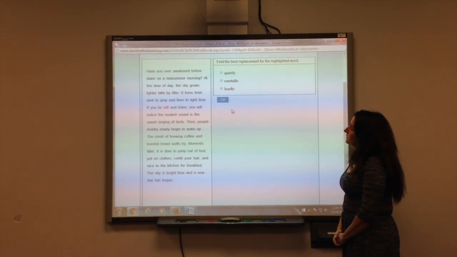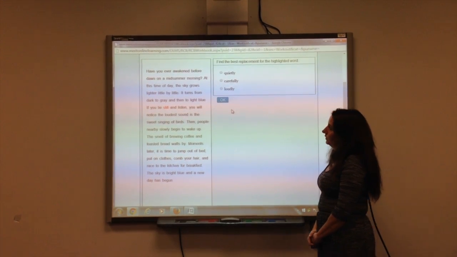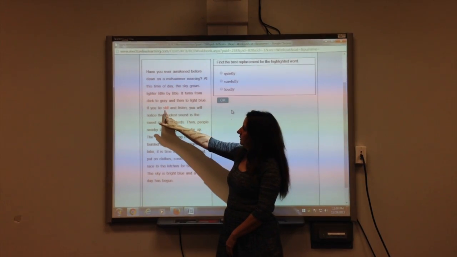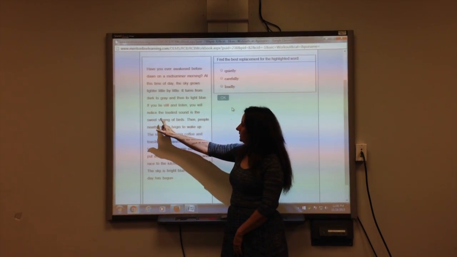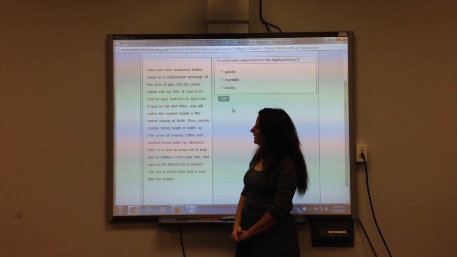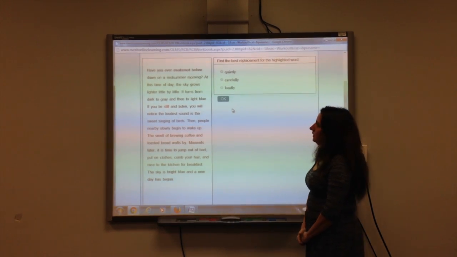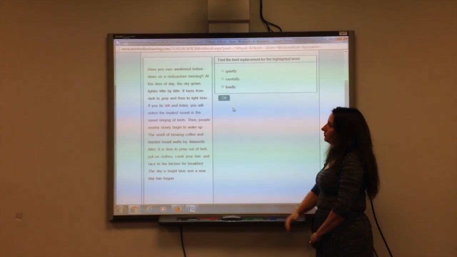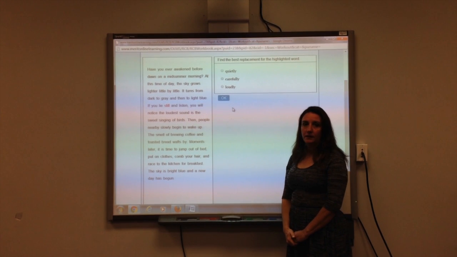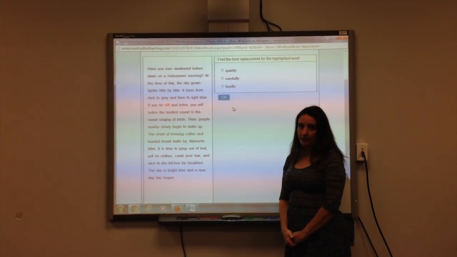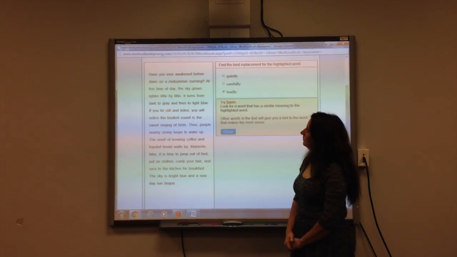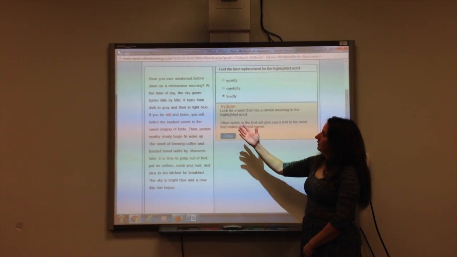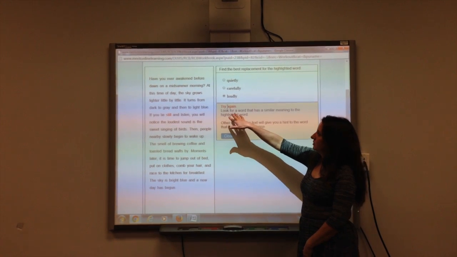Find the best replacement for the highlighted word. This time, it's still. If you lie still and listen, you will notice the loudest sound is the sweet singing of birds. If you lie still, does that mean quietly, carefully, or loudly? We'll say loudly. The software is asking us to try again.